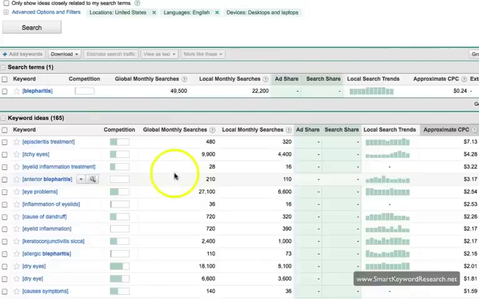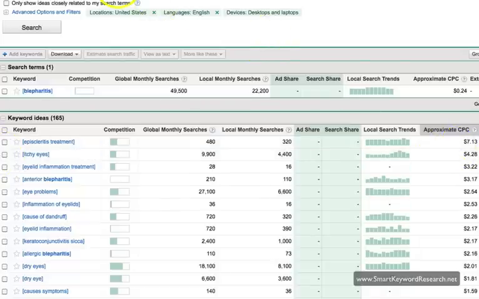Okay, so the very first promising term that I see gets 4,400 local monthly searches, this term itchy eyes. The competition bar is about a quarter of the way full, which is not bad. And there's an approximate cost per click of $4.28. So these are indications to me that there are advertisers who have a solution to the problem of itchy eyes that they're trying to sell individuals who are searching for that term.